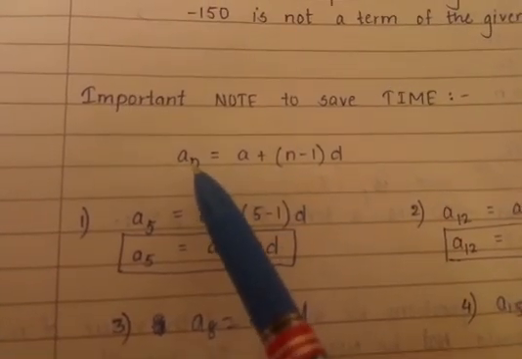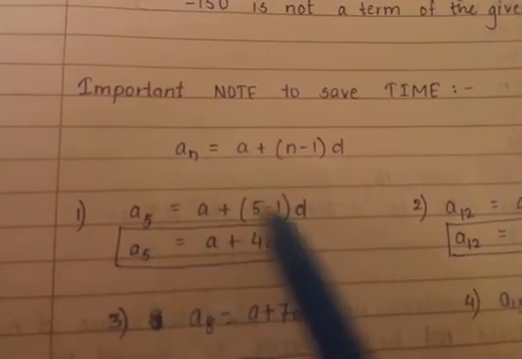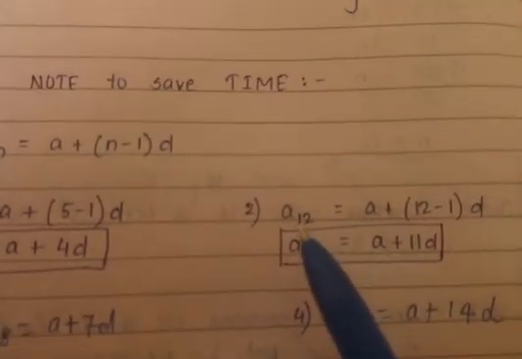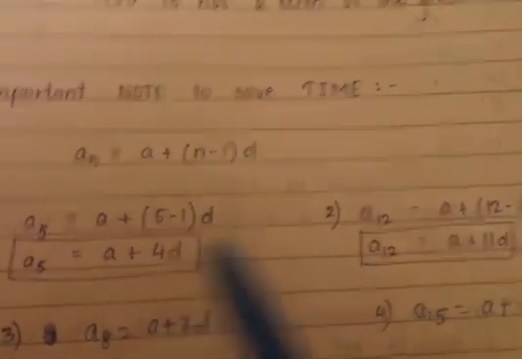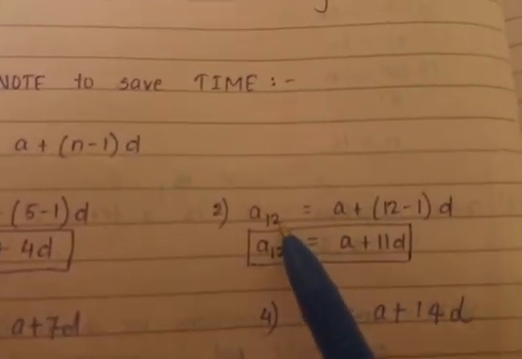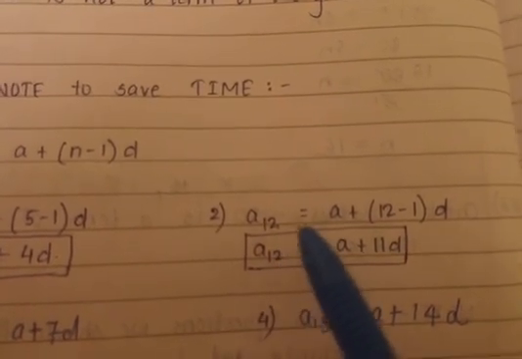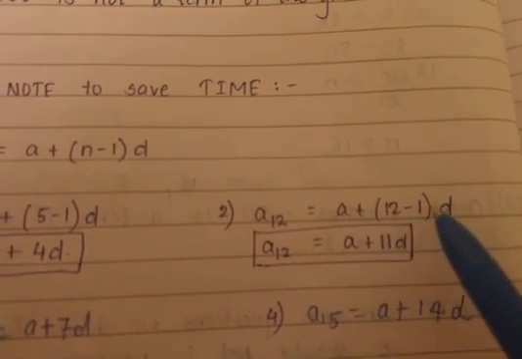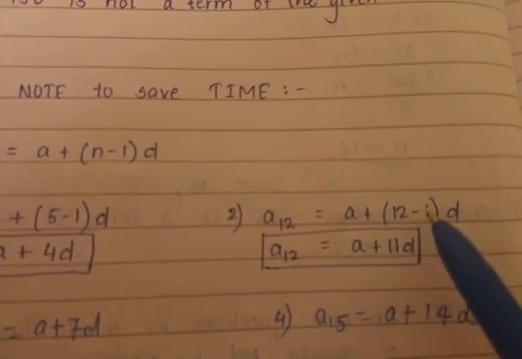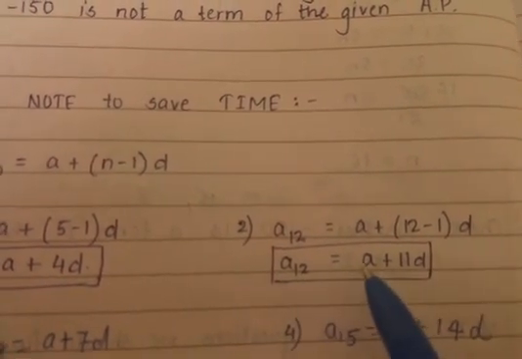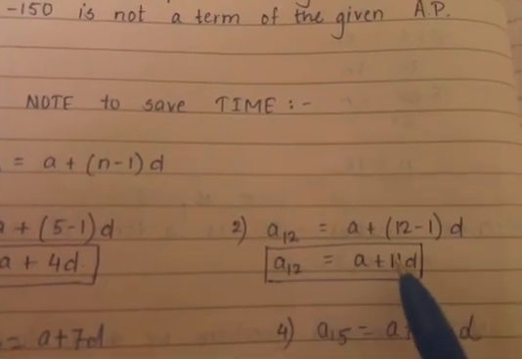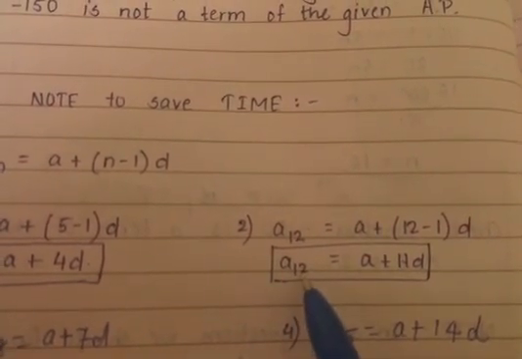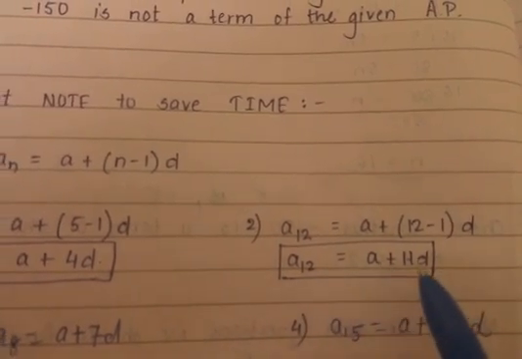So you can directly write, if you understood this, a5 is a plus 4d. Similarly, if you have not understood this, not a problem, we will see one more example. a12. What is the value of n here? 12. So a12 is equal to a plus (n minus 1), so (12 minus 1) into d. 12 minus 1 is what? 11. So a12 is a plus 11d. That means the number which is present in front of d is 1 less than 12.